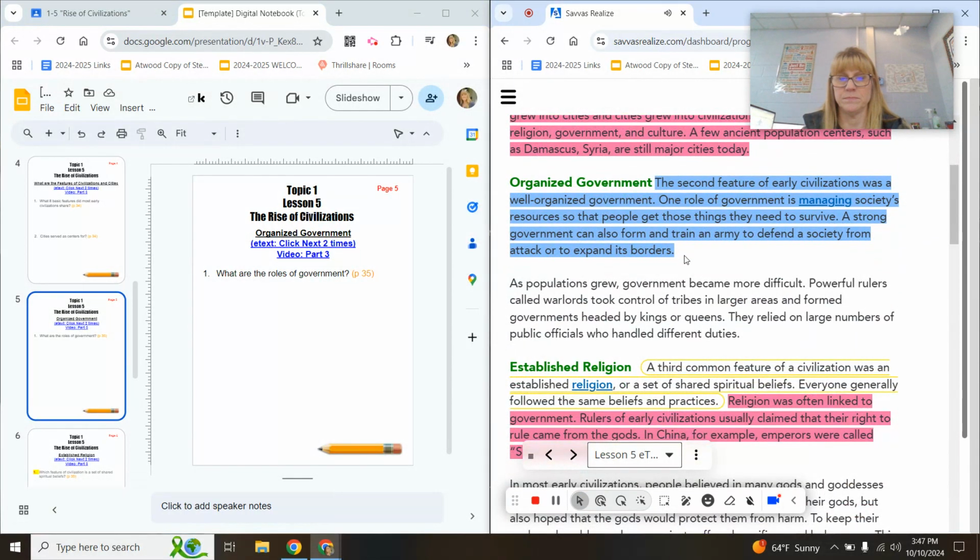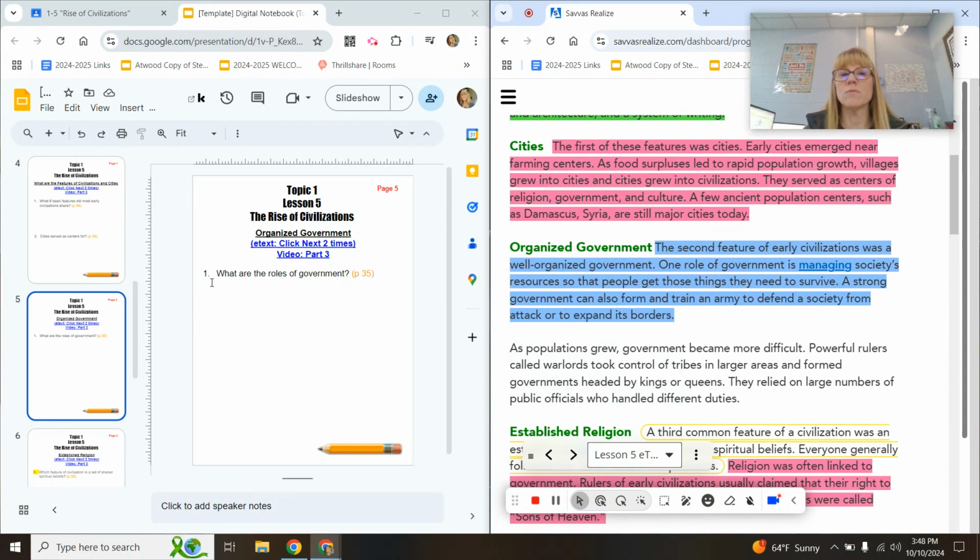Organized government. The second feature of early civilizations was a well-organized government. One role of government is managing society's resources so that people get those things they need to survive. A strong government can also form and train an army to defend a society from attack or to expand its borders. As populations grew, government became more difficult. Powerful rulers called warlords took control of tribes in larger areas and formed governments headed by kings or queens. They relied on large numbers of public officials who handled different duties.